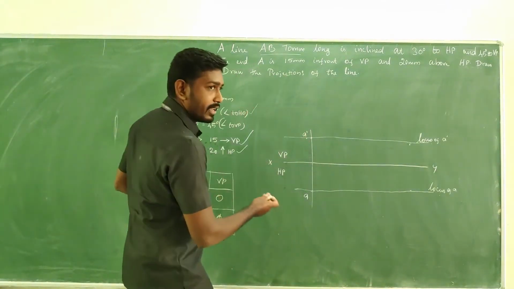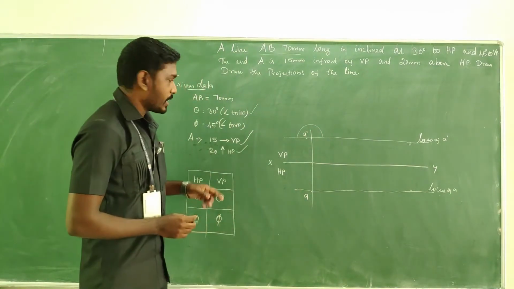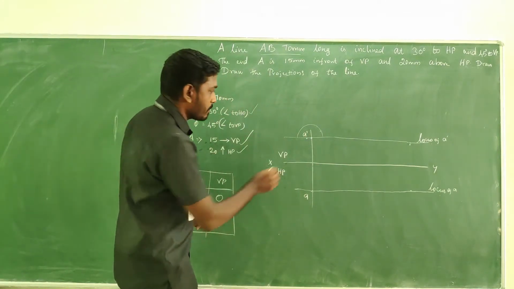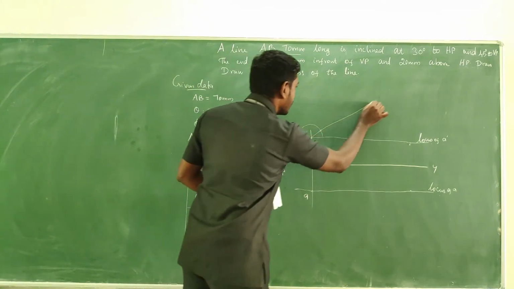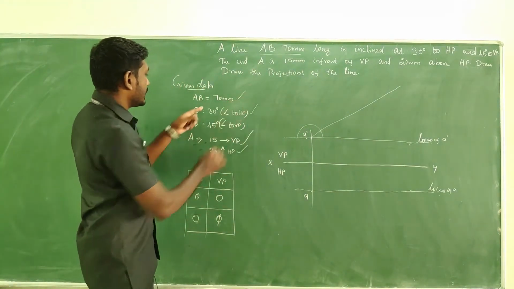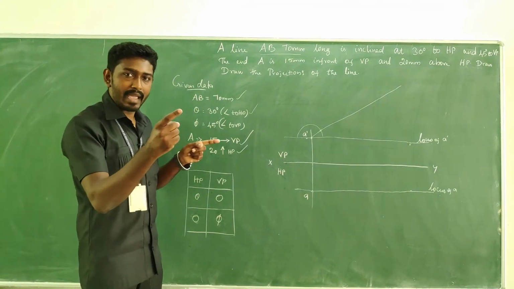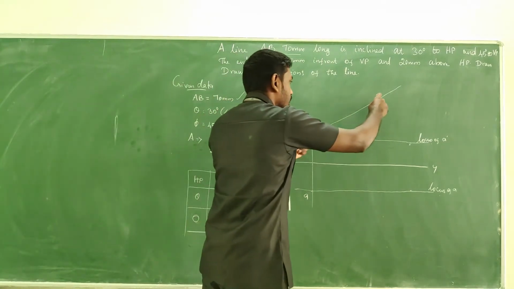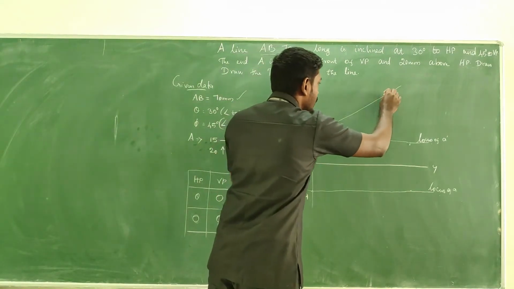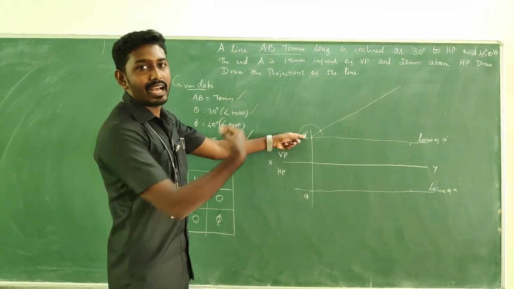So in the VP plane at A dash, I keep my protractor in this manner at 30-degree inclination. Measure 30 degrees and draw a line like this. Now see, the true length is given as 70. So take 70 mm in your compass, keep it at A dash and draw an arc. You will get a point like this. So I can say this is the other end.